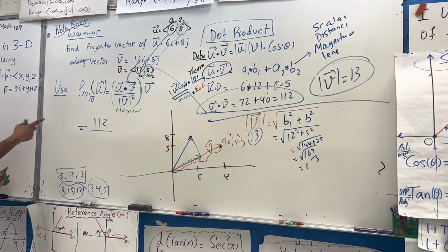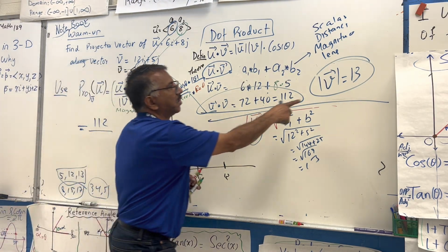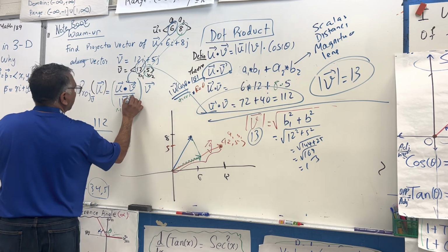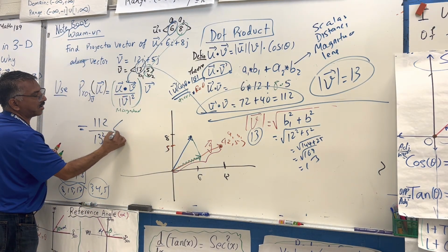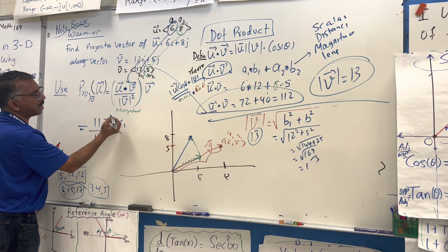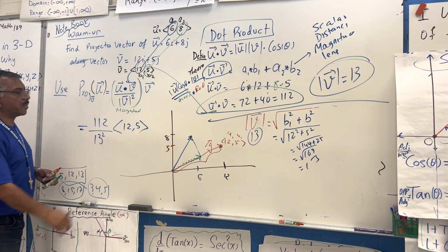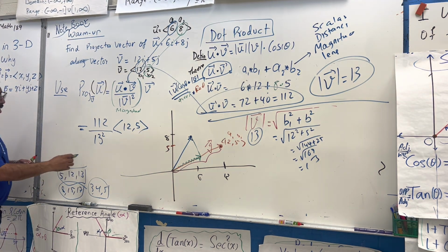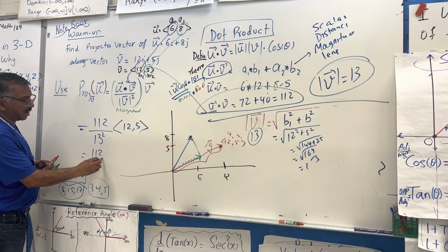And the bottom part is what? What is the magnitude of V? It is 13, so it is 13 squared. And then the vector V is, here it is, 12, 5. Either you can write it in component form like this. And then 13 times 13 is 169. So it is 1 over 169.